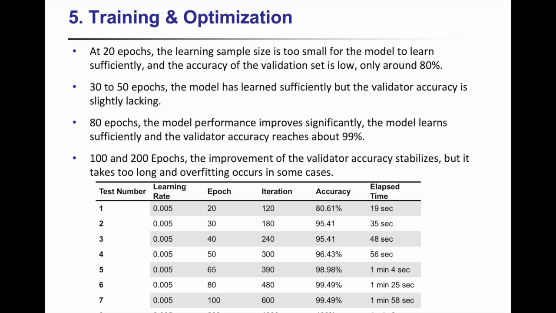Only around 80%. When the epoch is set to 30 to 50, the model has learned sufficiently, but the validation accuracy is slightly lacking. For 80 epochs, the model performance improves significantly. The model learns sufficiently, and the validation accuracy reaches about 99%. When I increase the epoch to 100 and 200, the improvement of the validation accuracy is stabilized, but it takes too long and overfitting occurs in some cases.